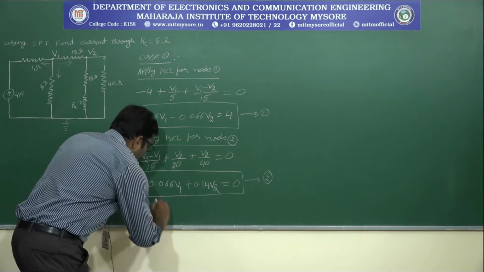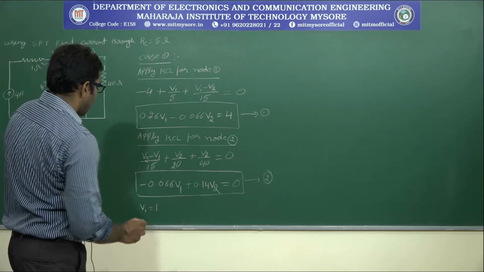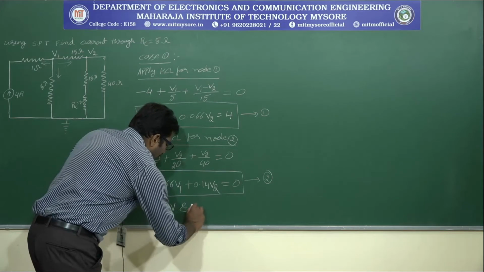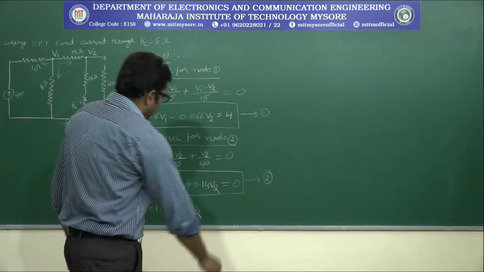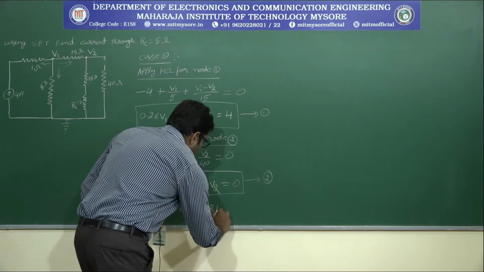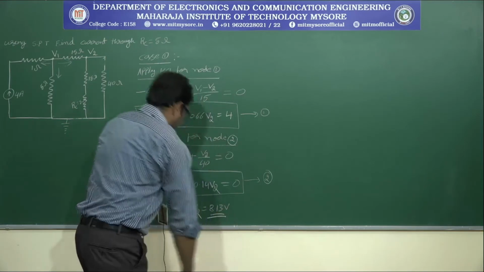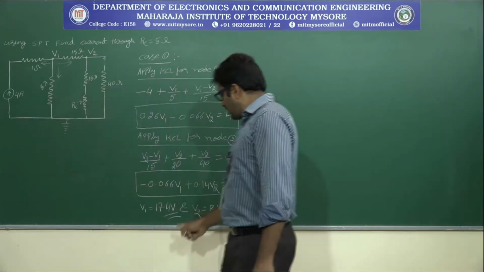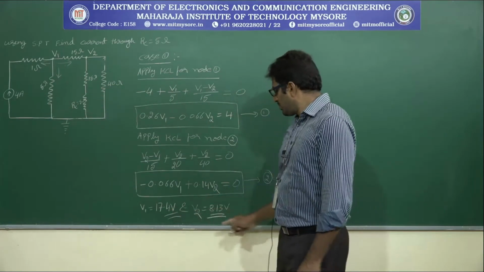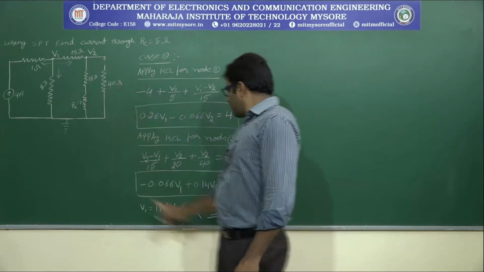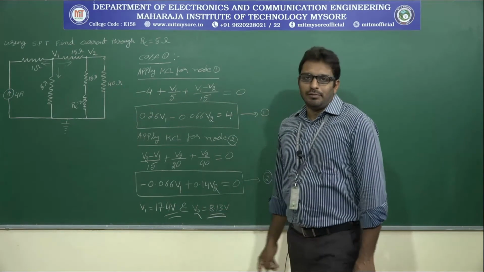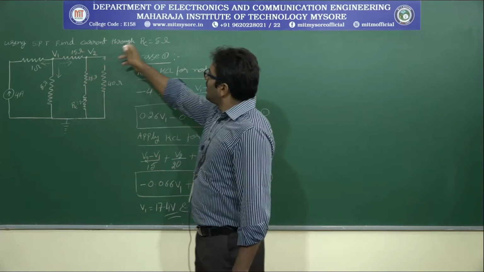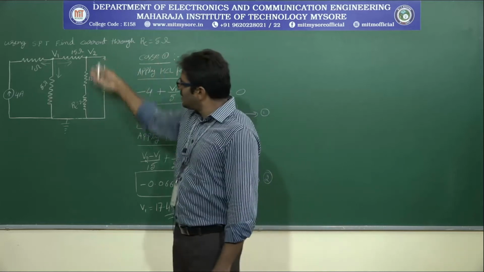V1 is equal to 17.4 volts and V2 is equal to 8.13 volts. So, node voltage V1 is equal to 17.4 volts and V2 is equal to 8.13 volts. Now, what is the question? Using superposition theorem, find current through RC. Where is RC? This is the RC.